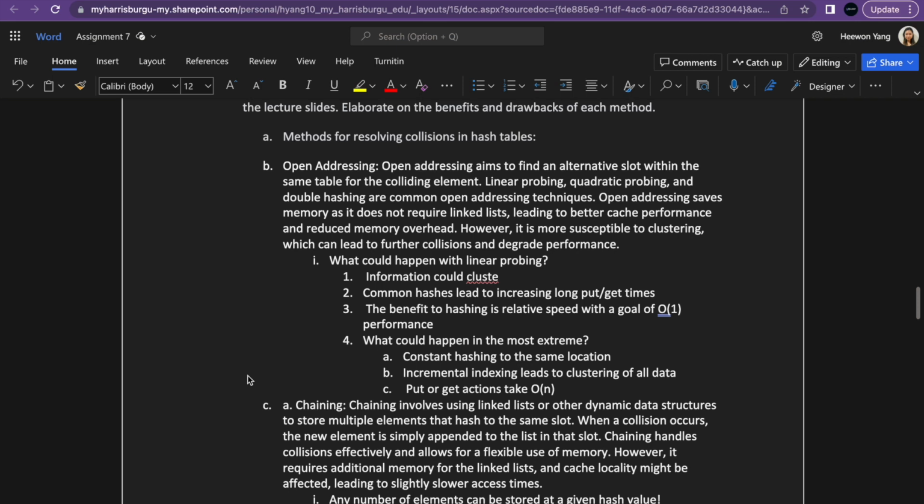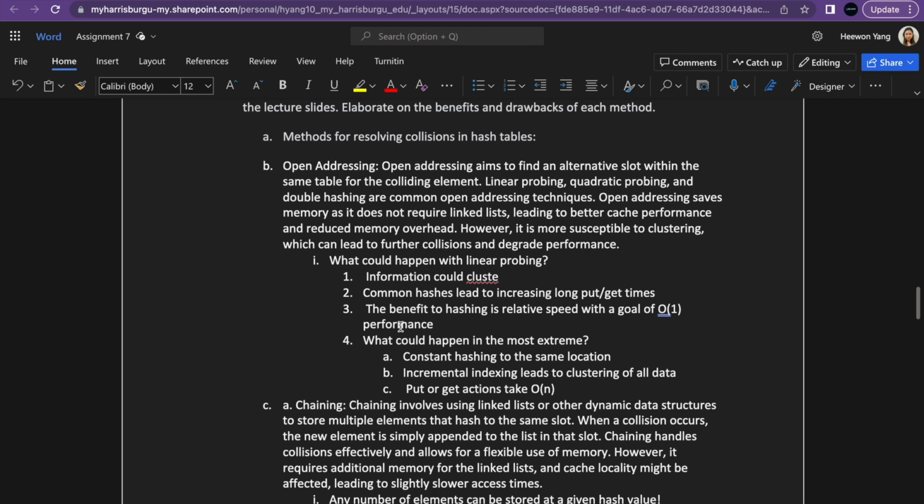Open addressing saves memory as it does not require linked lists, leading to better cache performance and reduced memory overhead. However, it is more susceptible to clustering, which can lead to further collisions and degrade performance. So what could happen when we're doing linear probing? During linear probing, information could cluster, and common hashes lead to increasingly long put and get times. However, the benefit of hashing is relative speed, with the goal of big O of 1 performance.